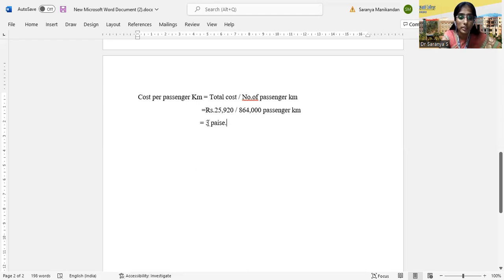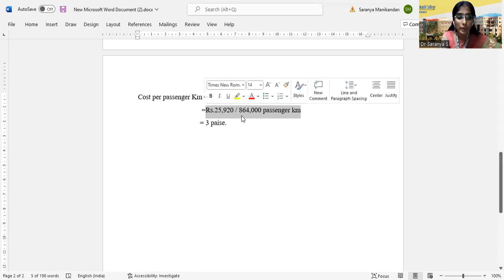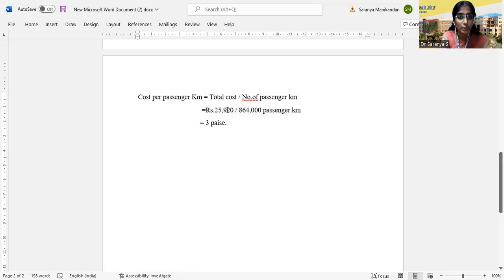So cost per passenger kilometer. Which means for 8,64,000 passenger kilometer, we got the total cost as 25,920. Then how much will be the cost for 1 kilometer? Cost per passenger kilometer. Okay, so when the passenger kilometer is 8,64,000, the total cost is 25,920, correct? So how much for 1 passenger kilometer? So we got 3 pies.